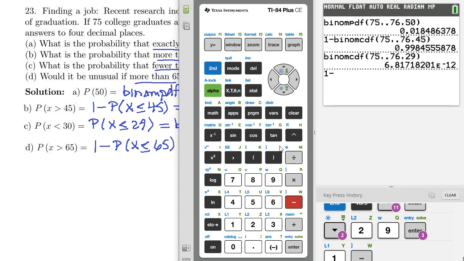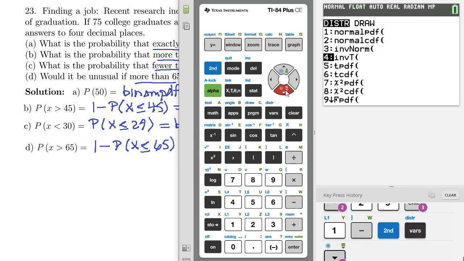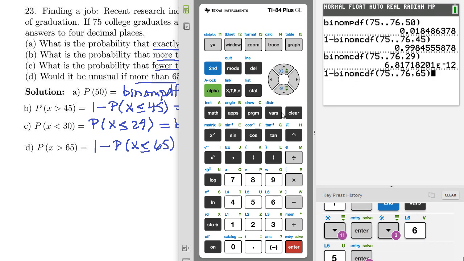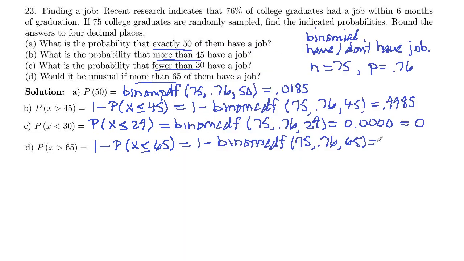So 1 minus, second variables, binom CDF. We just have to change that 29 to a 65. There it is, 1 minus binom CDF, 0.0075. What's important about that is it's greater than 0.05. Oh, no, I'm sorry, 0.075 would be greater than. This is actually less than 0.05. So yes, that is indeed unusual.